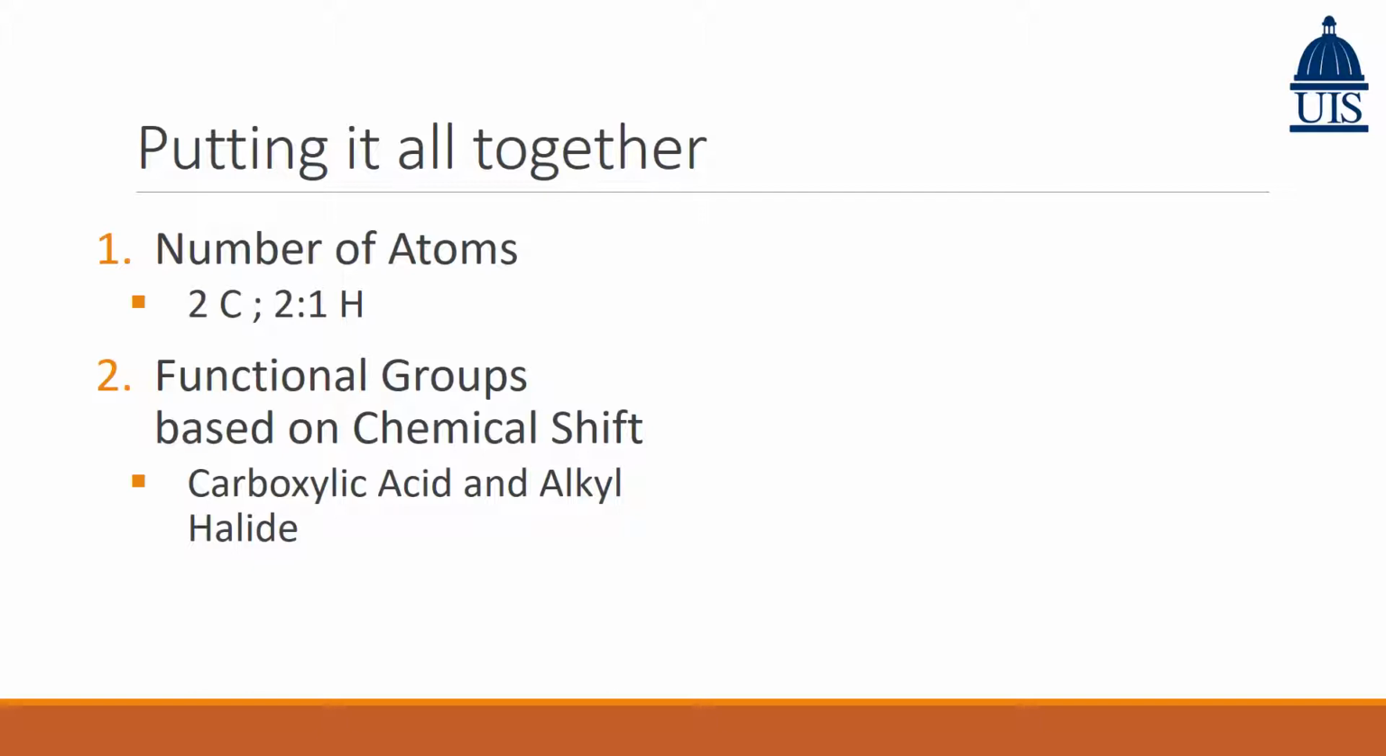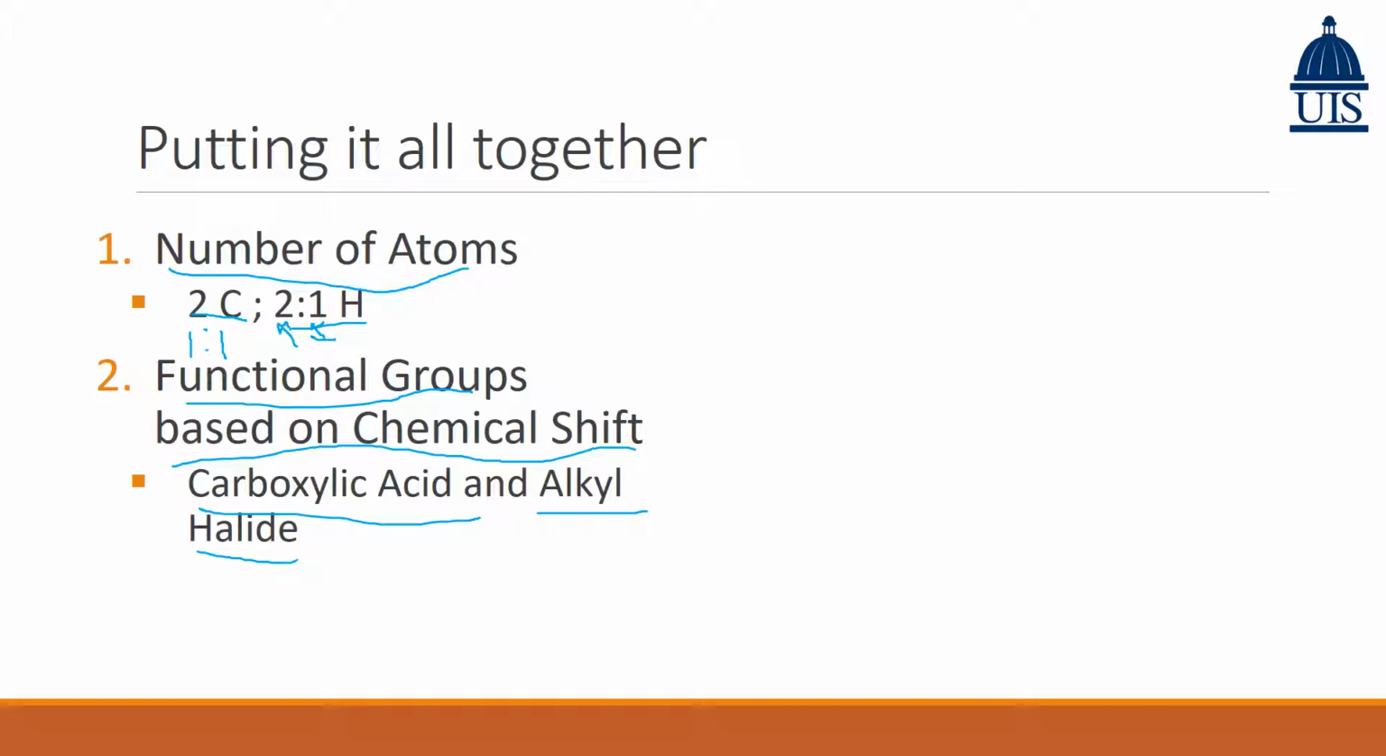Okay, now putting this all together. What we've been able to figure out is the number of atoms present. So we have 2 carbons. As we saw, we had the 2 peaks that existed essentially in a 1-to-1 ratio. We had the hydrogens that we know exist in a 2-to-1 ratio, the 1 on that carboxylic acid that we think, and the 2 on what may be the alkyl halide. And then for functional groups, based on the chemical shift in the carbon NMR and the hydrogen NMR, it's really likely that we have a carboxylic acid and an alkyl halide.